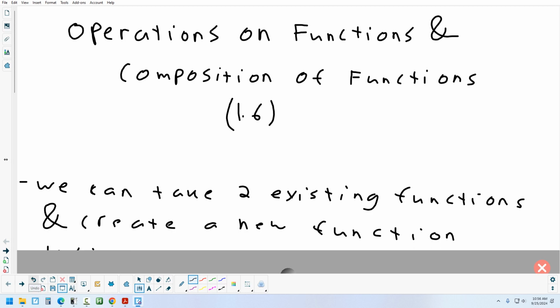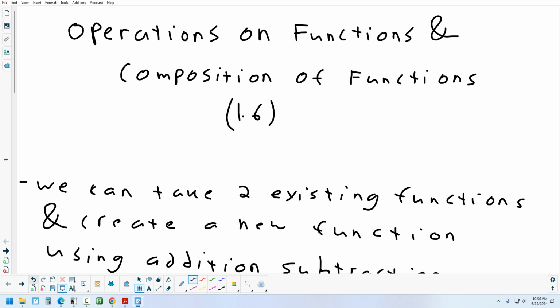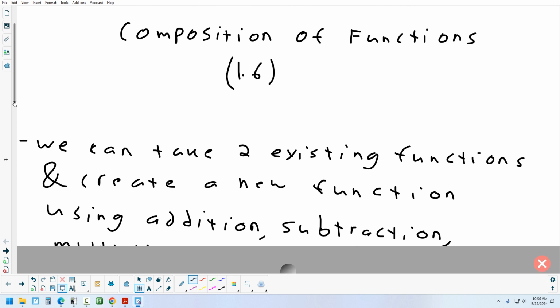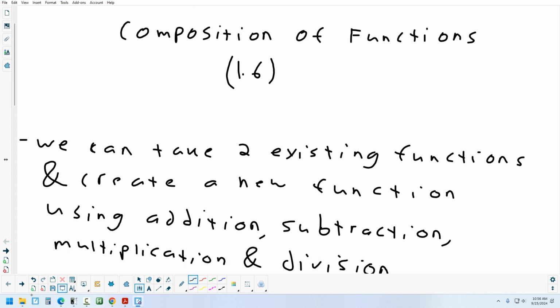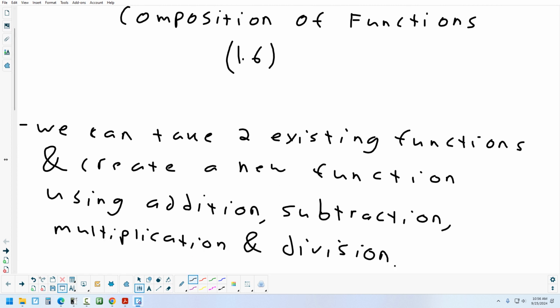So I'll give you two functions, and I'm going to have you combine them together to form a new one. And we're going to do it in different ways. One way that we can do it, the most basic way, is to just do simple addition, subtraction, multiplication, or division. So here's kind of a real quick example.